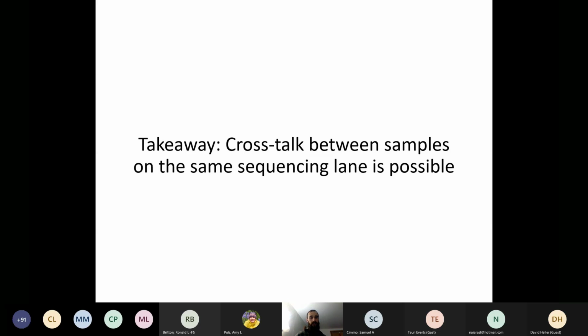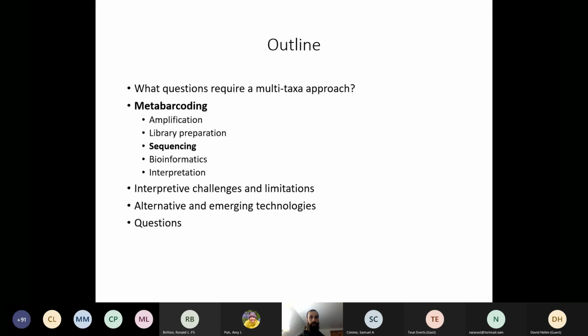So that's the takeaway I want to get from library preparation. Not going into the details, but it is important to think about potential crosstalk between samples on the same sequencing lane, and to take steps to mitigate that in your library preparation and potentially in your bioinformatics.